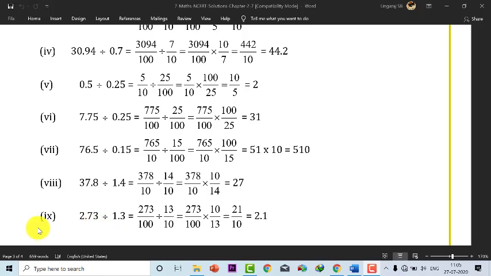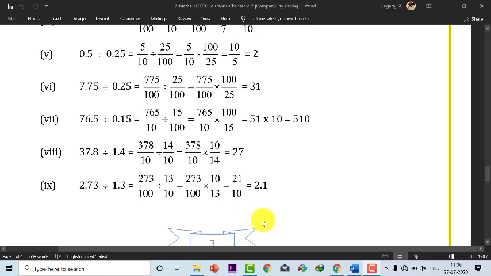So next we move to question number 9 here. 2.73 divided by 1.3. Their fraction form is 273 by 100 divided by 13 by 10. Then 273 by 100, the inverse of division is multiplication, and the reciprocal of 13 by 10 is 10 by 13. 10 ones are 10, 10 tens are 100, get cancelled. Here 13 ones are 13, 13 twos are 26. 1 remain here, 13 remain. So 13 ones are 13. We get 21 by 10. Its decimal form is 2.1.